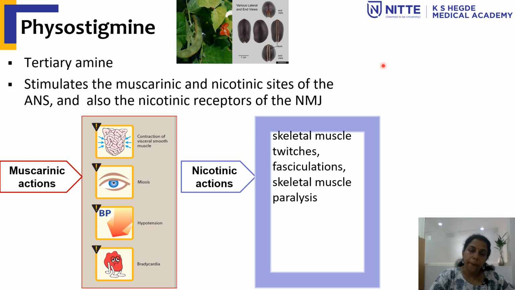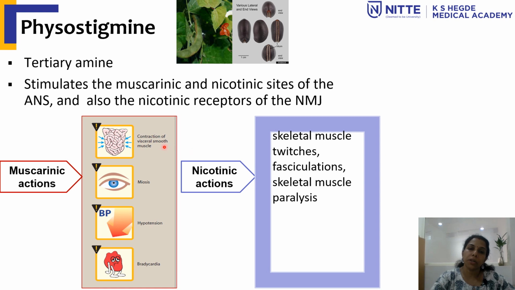Now coming to physostigmine, which is a tertiary amine that stimulates the muscarinic and nicotinic cholinergic receptors, and it even acts on the NM receptors in the neuromuscular junction. So what are the muscarinic actions mediated through physostigmine?